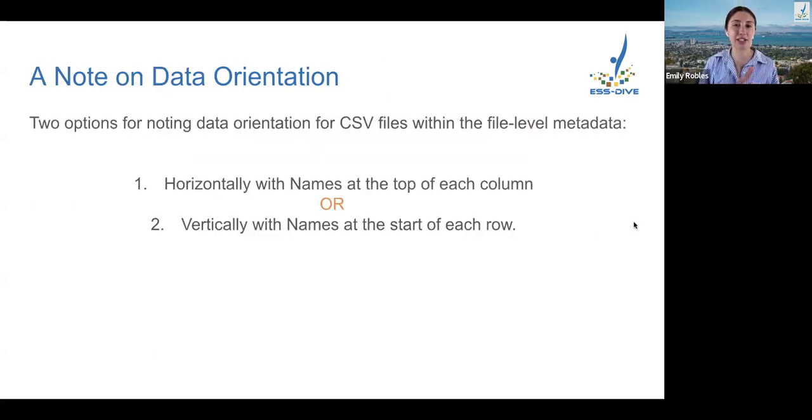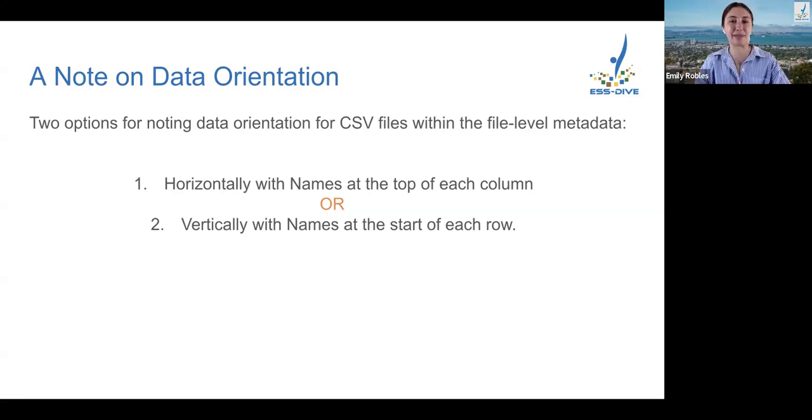And then finally, I just want to touch on data orientation. This isn't a field that is changing at all, but it is one that we have gotten feedback on and will be improving the documentation of. There are 2 options for noting data orientation for CSV files within the file level metadata, and this is still an optional field. Orientation can either be horizontal, with the names of each field at the top of each column, or vertical, with the names at the start of each row.